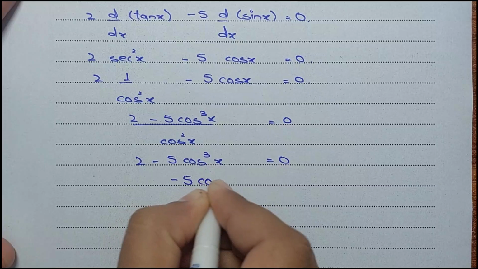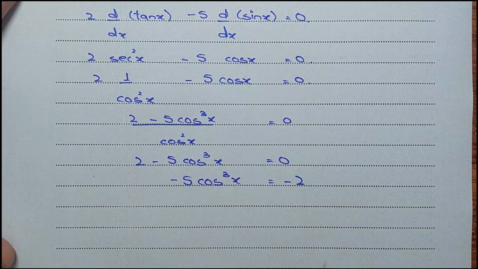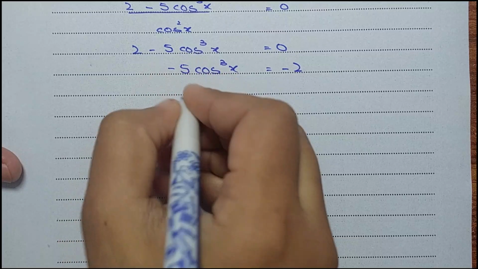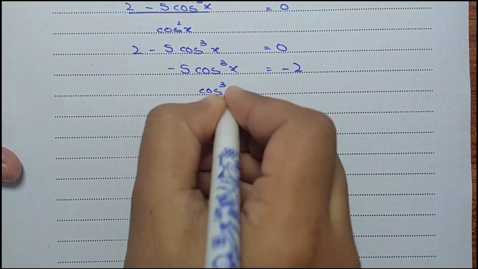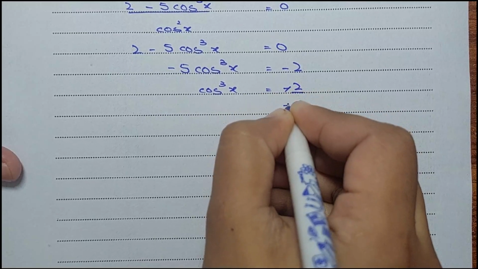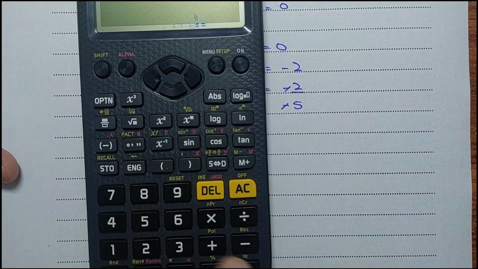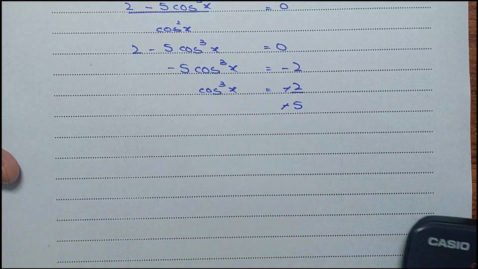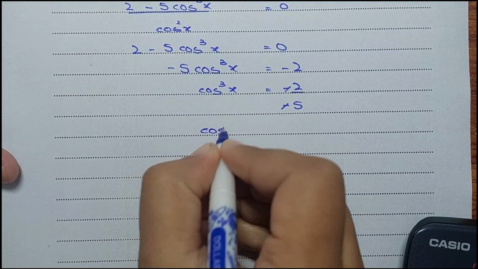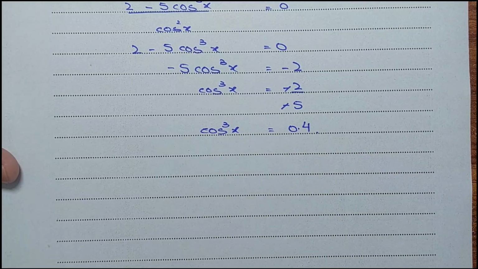Minus 5 cos cubed x equals minus 2. When you shift the positive 2 to the other side it becomes negative 2. So cos cubed x equals minus 2 divided by minus 5. Cancel the two negative signs. What is 2 by 5? 0.4. Cos cubed x is 0.4.